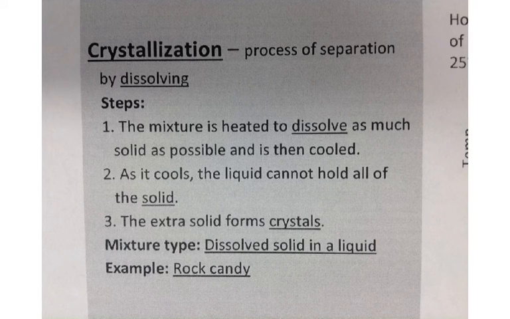Crystallization is the process of separation used by dissolving. It's the exact same process that's used for rock candy. So, for example, with sugar, you put sugar in water, it will dissolve. You pour a ton and ton of sugar in there. You keep heating it up. What happens is that it will remain dissolved as long as it's hot enough. As soon as you allow it to cool, those crystals will form. And that's exactly how rock candy is made.